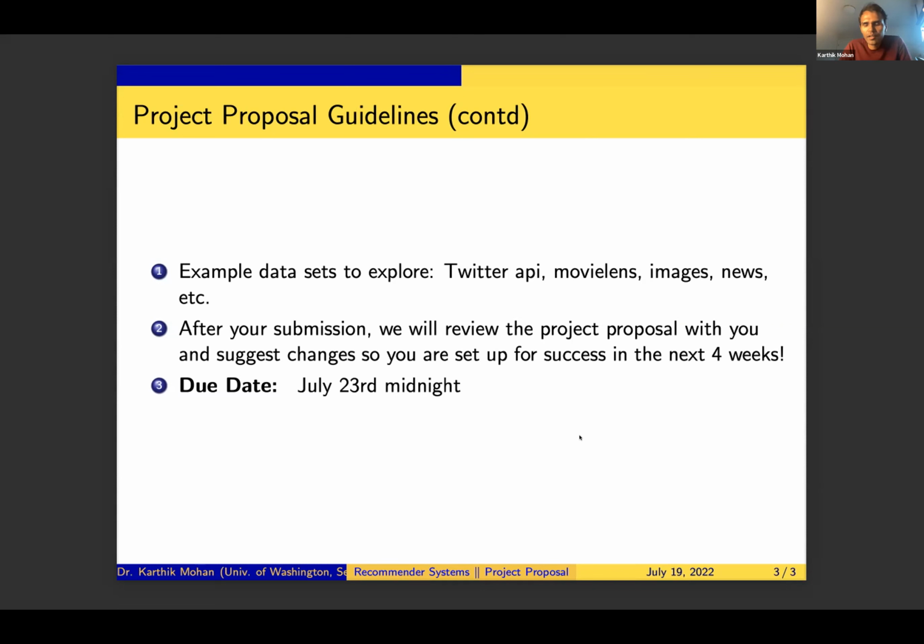Again, pick your area, whatever you feel. I want to work on recommendations in news or in Twitter, or whatever is exciting for you, you can pick that. And once you submit it on Saturday, we'll review the project proposal. We'll have a quick one-on-one meeting to make sure your proposal is set up for success, so that you can work on it in the next 4 weeks. The due date is July 23rd. It shouldn't take too long to work on the proposal. Maybe you have to spend half a day on this, but basically just think about a few things, write up your one pager, and then submit it.